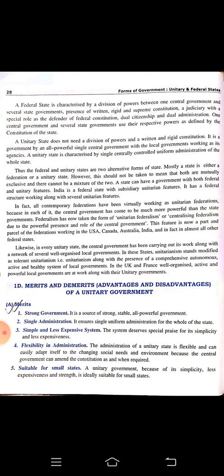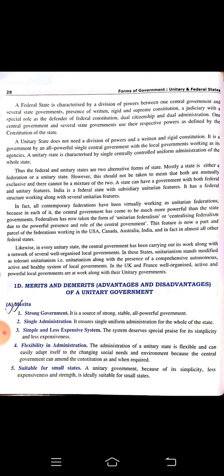It can be very useful in meeting emergencies. During emergencies, they don't have to call so many members from the states and the center and then sit for a meeting. There are only a few members. If there is any emergency, these few members can meet together and take the decision very fast.